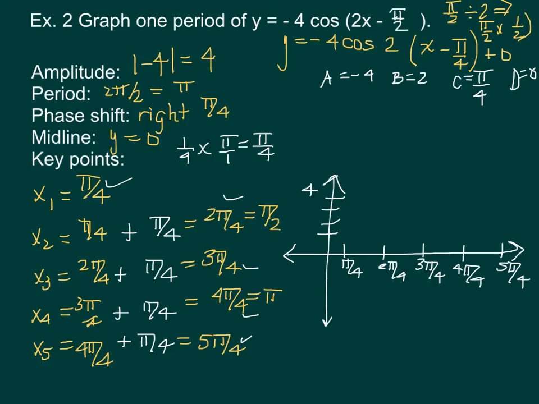4 is the max. Negative 4 is the min. And I have my midline. Okay. Now, usually cosine would start at your max, but since a is negative, it's going to go min, 0, max, 0, min. And there's your cosine graph when a is negative.